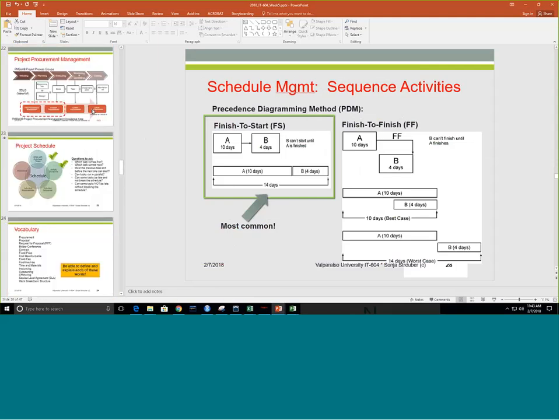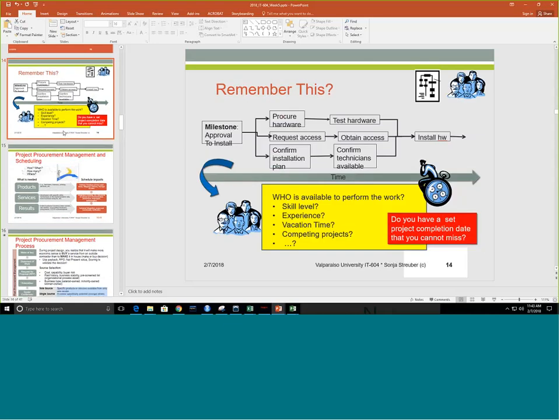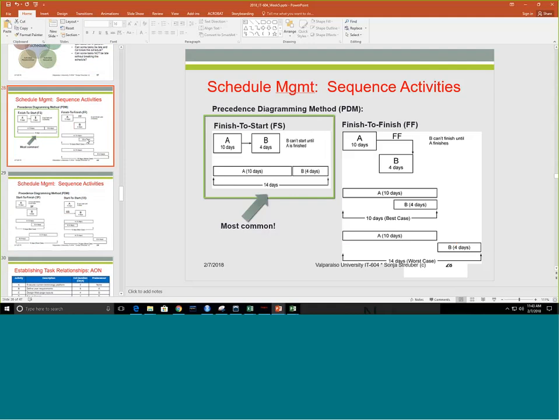Now remember, we go back to this, and we test if this is really true. As we sequence our activities, we use what's called the precedence diagramming method, which basically means we have an activity A, we have an activity B, and we figure out how they're related. Typically, we have finish to start, a sequential relationship among tasks. If A takes 10 days, B takes 4 days, and A has to be finished so B can start, then the entire process from A to B takes me 14 days. That's the most common way of relating tasks.